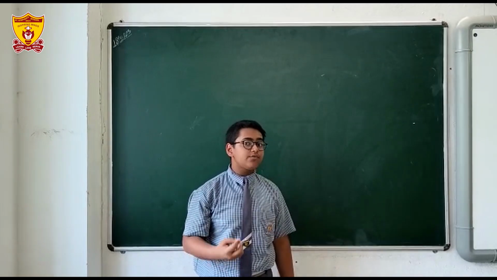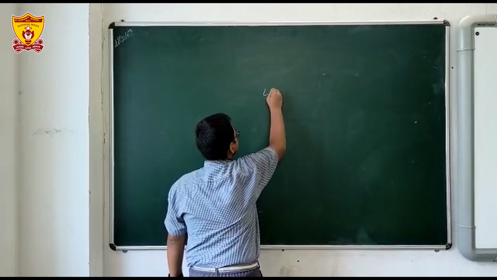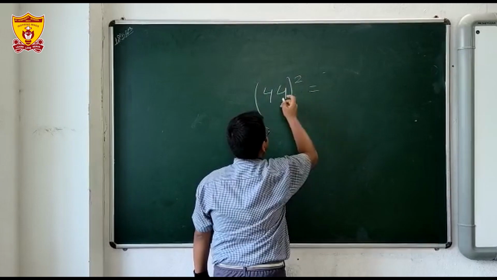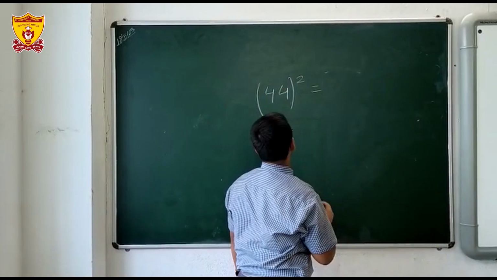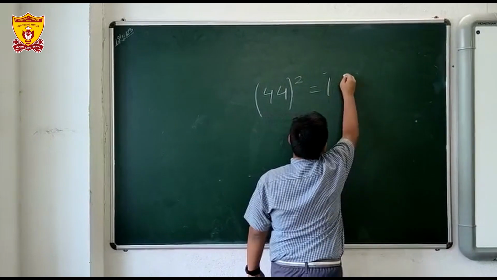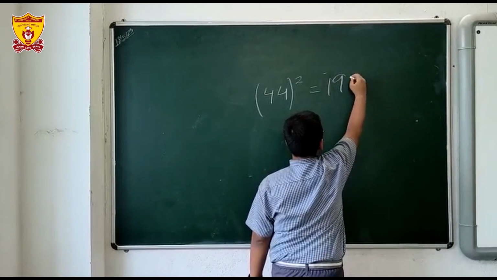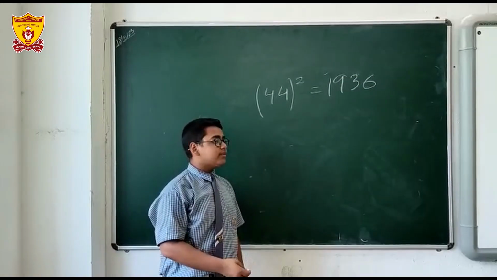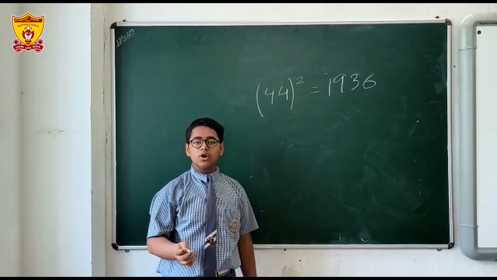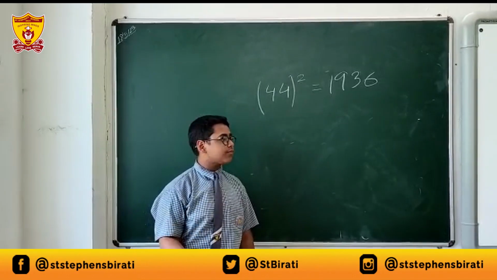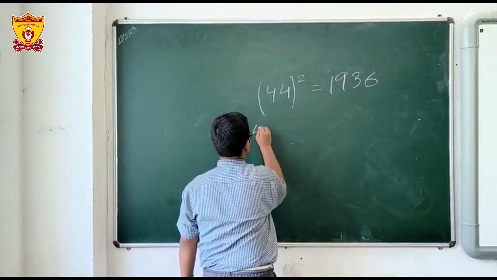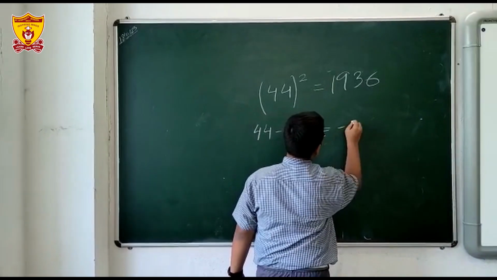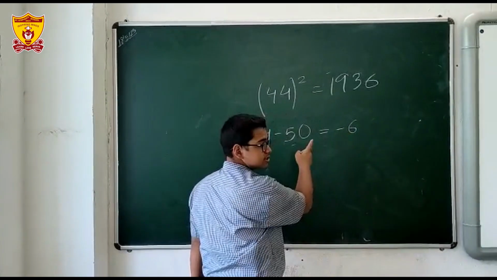We are going to find the square of 44. We have 44 squared, which is equal to 19 and 36. The square of 44. Okay. So at first we have to find whether the number is less or more than 50. So we will subtract 50 from 44. 44 minus 50 is equal to, as you all know, minus 6. So this number is very significant.